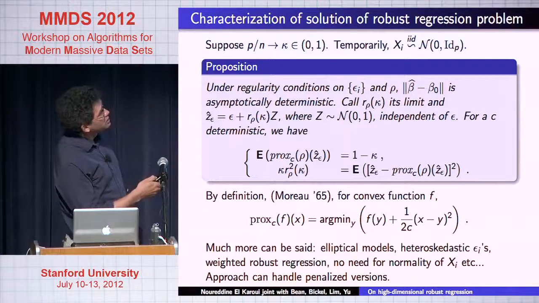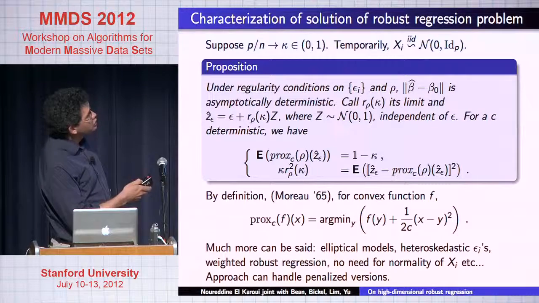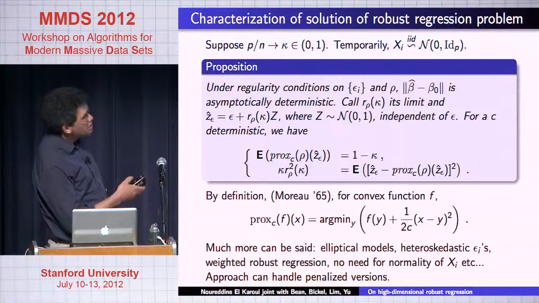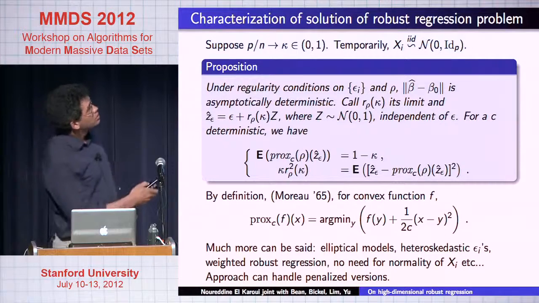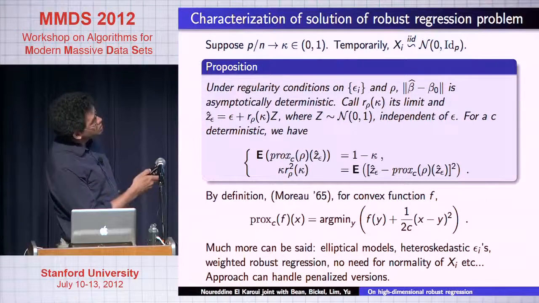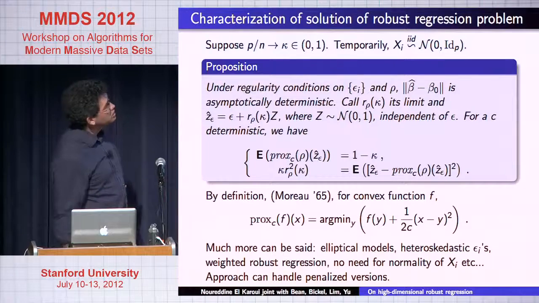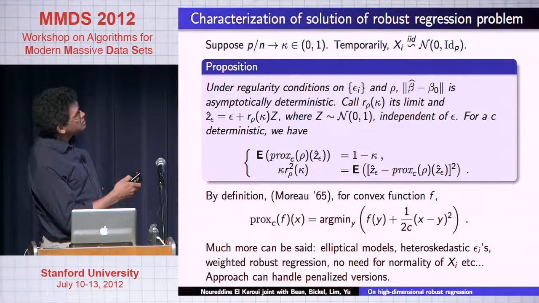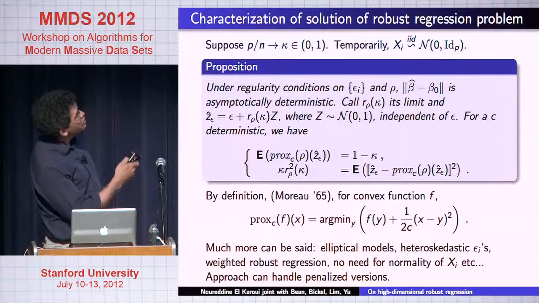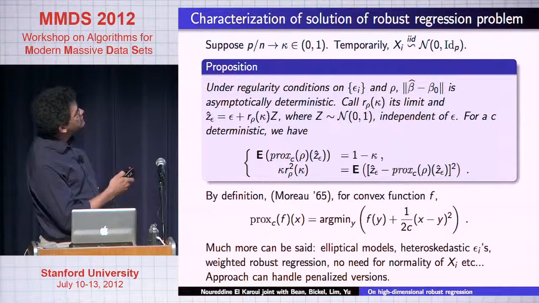basically, the first result is that the L2 norm of beta hat minus beta naught is asymptotically deterministic. Okay, and this we can show under assumptions that are much more general than normality. I put normality just to give you an idea. So we call this limit r_rho of kappa. It depends on rho and it depends on kappa, the limit of the ratio P over N.